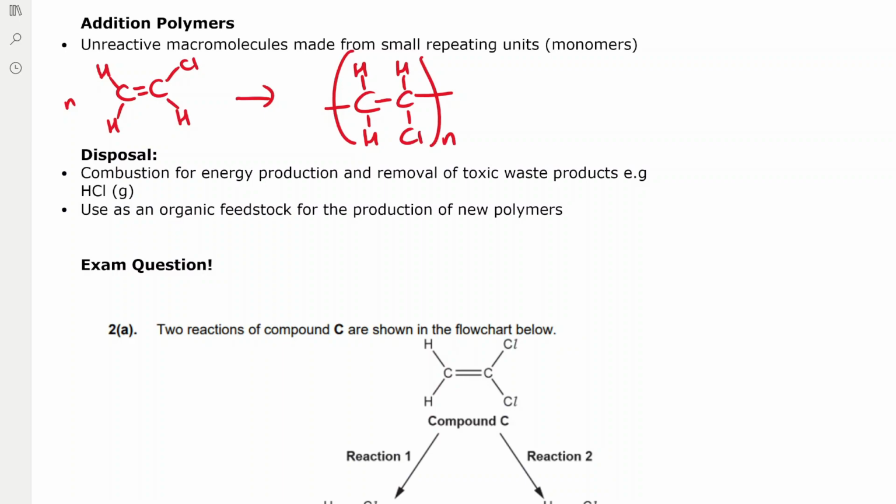And it's important to know how we can dispose of polymers. So we can do combustion for energy production, and then we can also remove toxic waste products, for example, hydrochloric acid, which would be formed from this polychloroethene. And we can also use polymers as an organic feedstock for the production of new polymers.